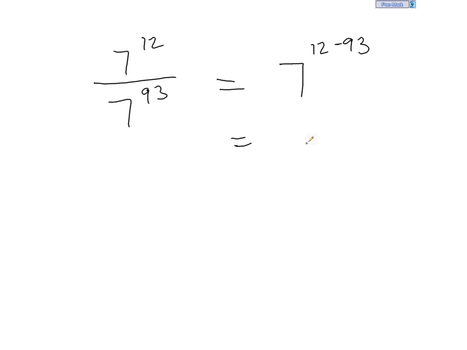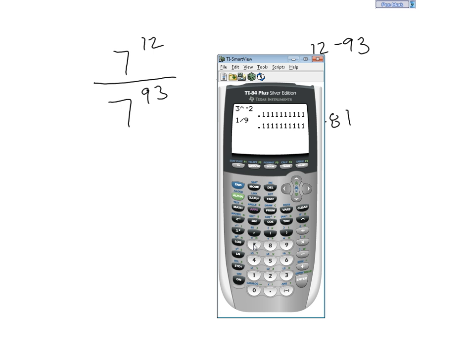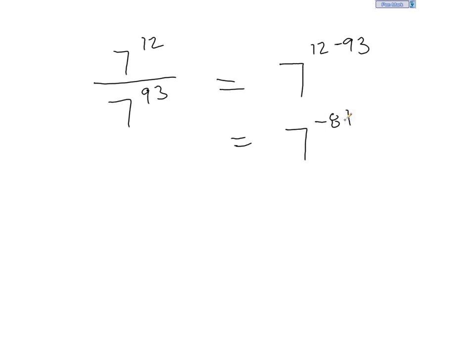So if we take 7 to the 12th over 7 to the 93rd power, well, we should end up getting 7 to the 12 minus 93. 12 minus 93 is negative 81. And so 7 to the negative 81 should give me the same thing as, now it's a very ugly number, 1 over 7 to the positive 81.